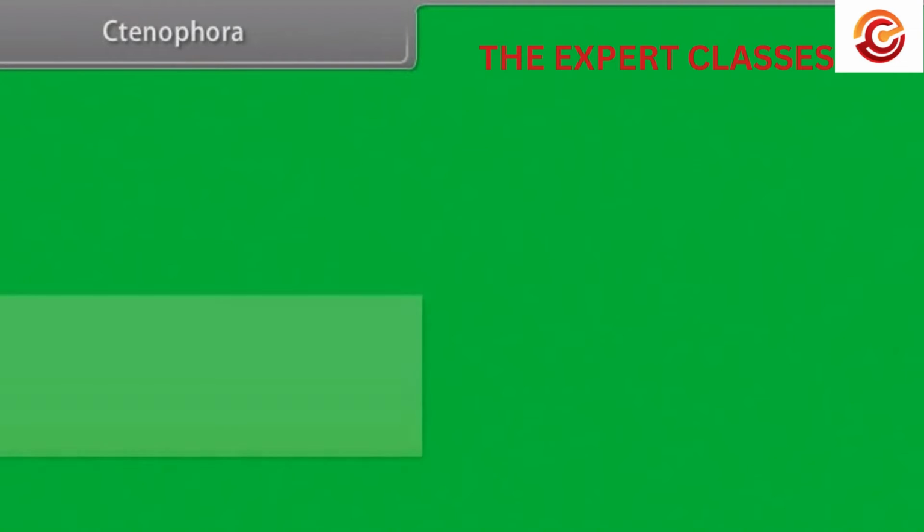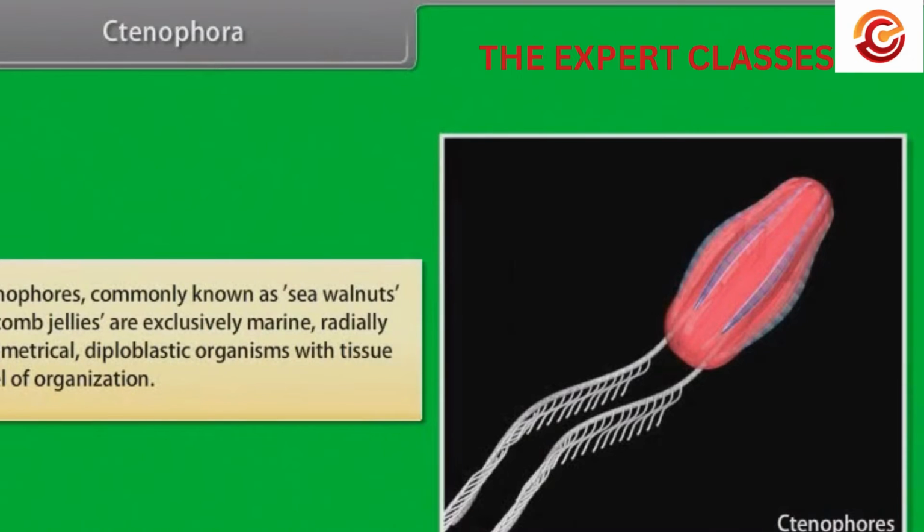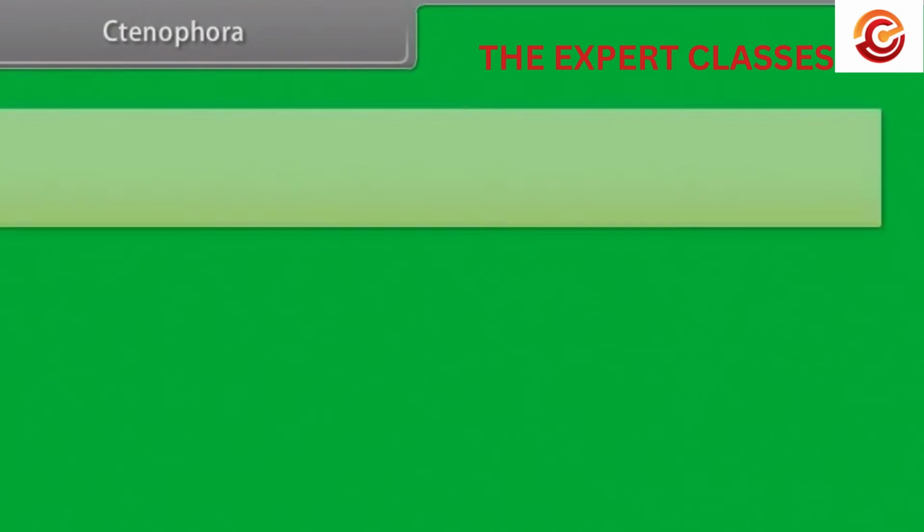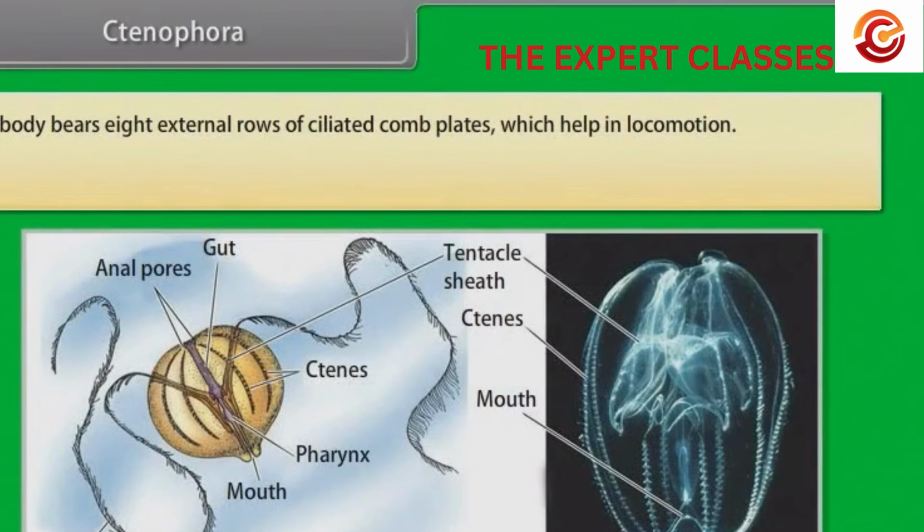Ctenophora. Ctenophores, commonly known as sea walnuts or comb jellies, are exclusively marine, radially symmetrical, diploblastic organisms with tissue level of organization. The body bears 8 external rows of ciliated comb plates, which help in locomotion. Digestion is both extracellular and intracellular.